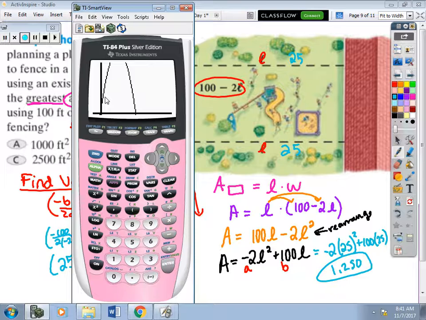It's a little more trial and error. But for those of you that like the graphing calculator, I like to show that. We will utilize that at some point this year.